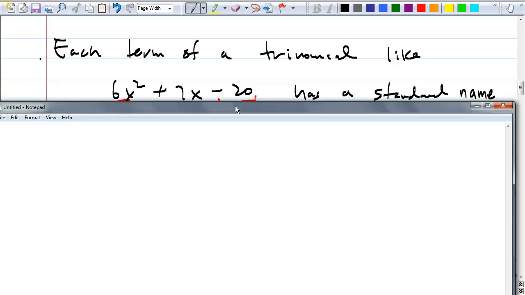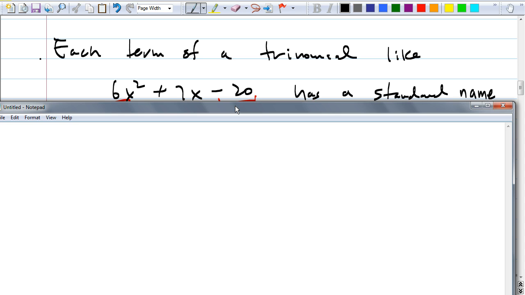Anyway, the last term has a name. If you have a number by itself in a trinomial like this, anybody want to guess what it's called? Constant term is correct. Very good. Because it's constant, right? Is negative 20 sometimes 5 or something? No. Negative 20 is always negative 20. It's constant. It doesn't change.